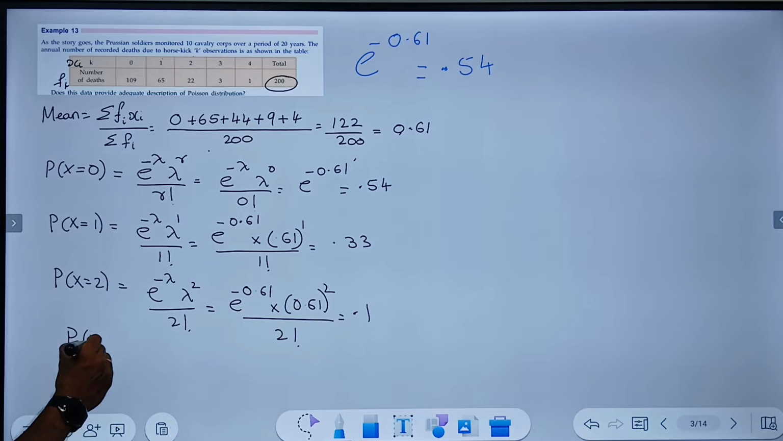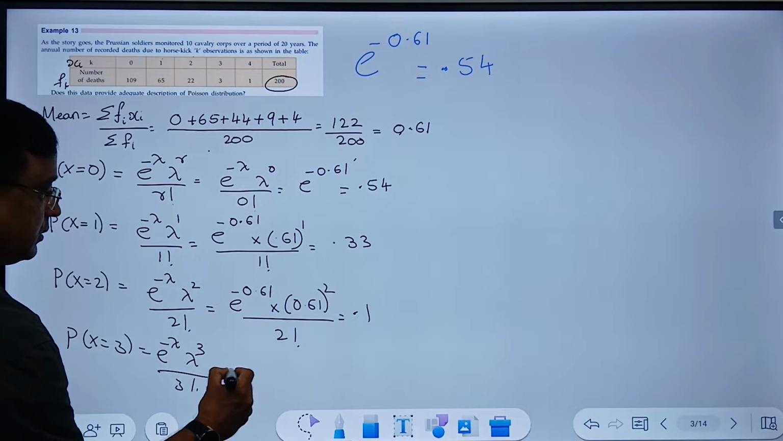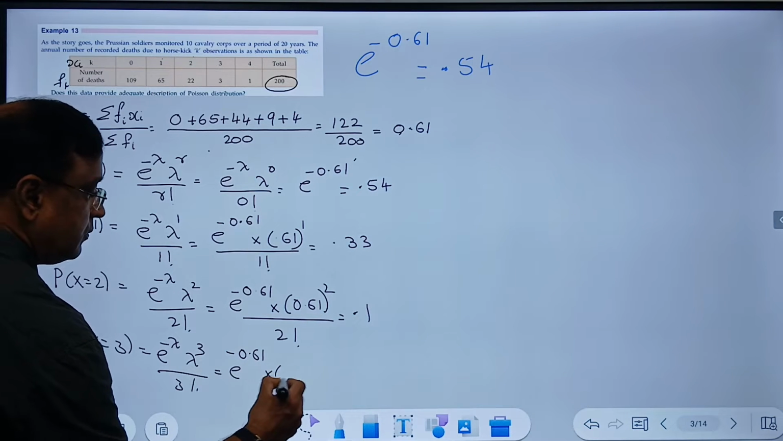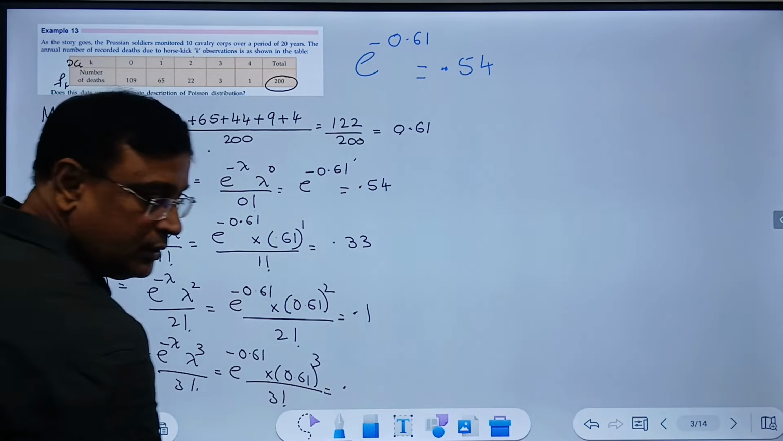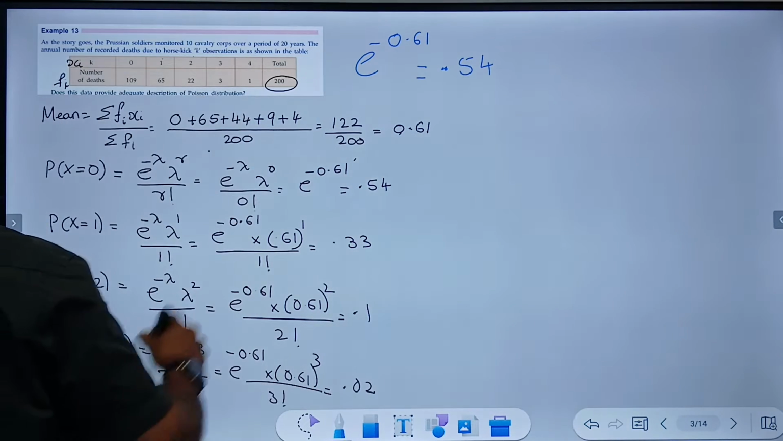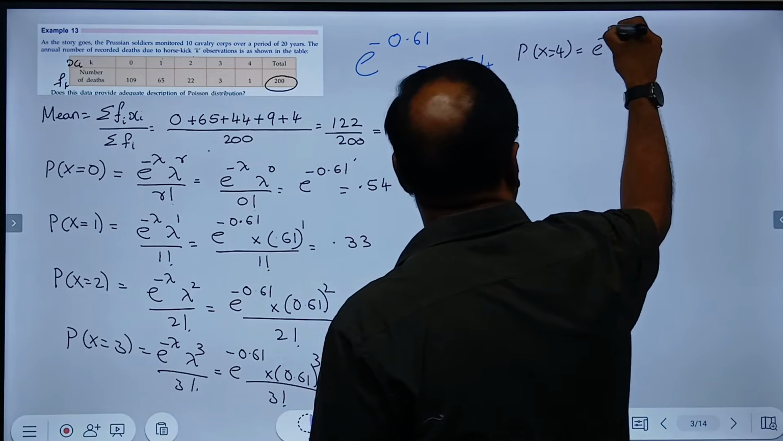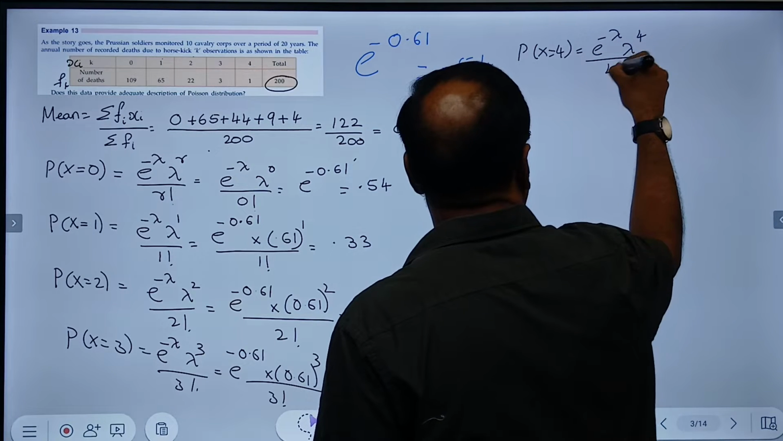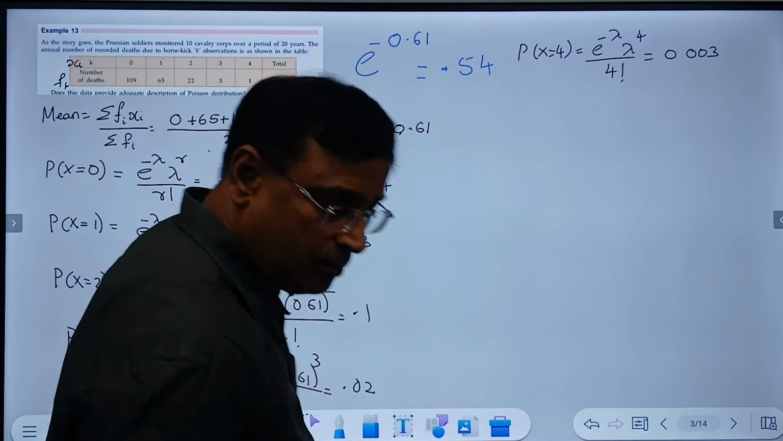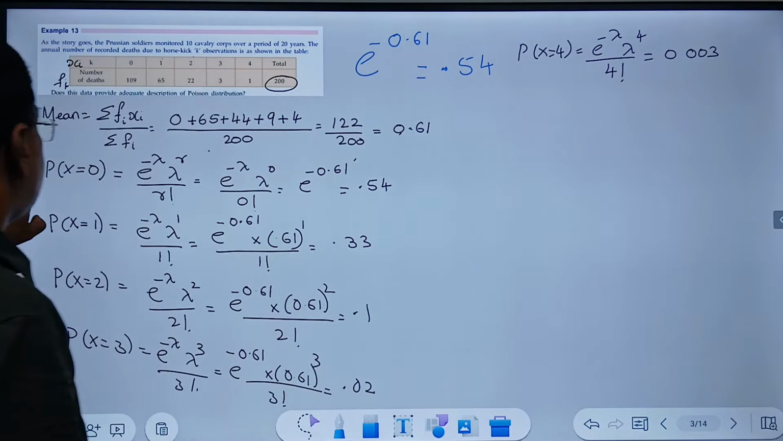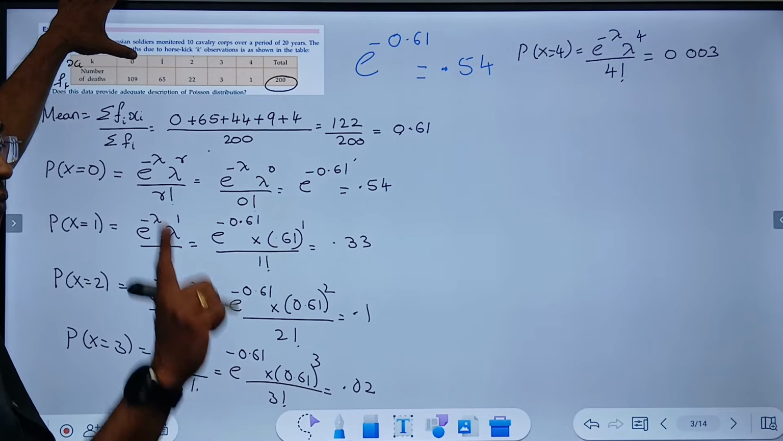Then you find p of x equal to 3, which is e power minus lambda, lambda cubed by 3 factorial. So it is e power minus 0.61 into 0.61 the whole cube by 3 factorial. I think it is 0.02. And finally, p of x equal to 4, which will be e power minus lambda, lambda power 4 by 4 factorial, which happens to be 0.003. Now this is the probability calculated, that is for one person.